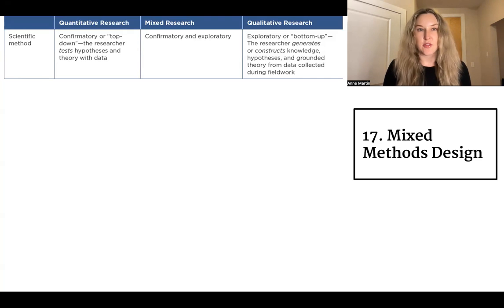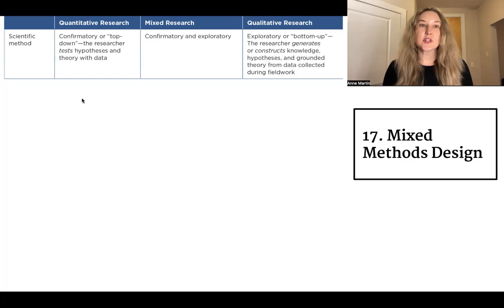The authors mentioned this just to kind of compare the different approaches to help you get your bearings about mixed research, how it relates to qualitative and quantitative, and when it might be most appropriate. So the first thing is the overall research purpose. And this is something that we really went over with the midterm.